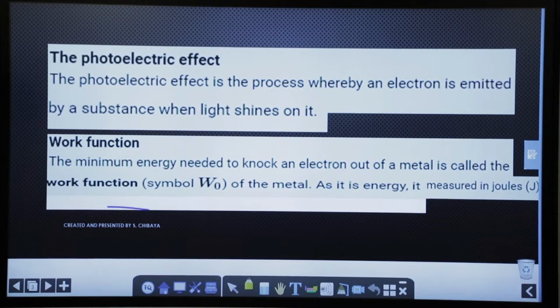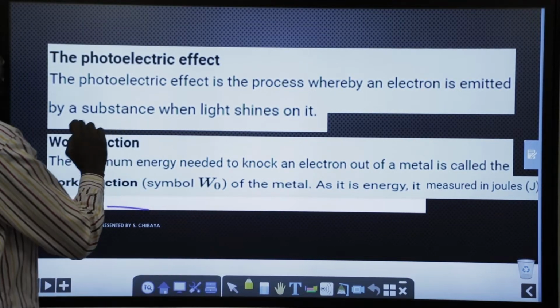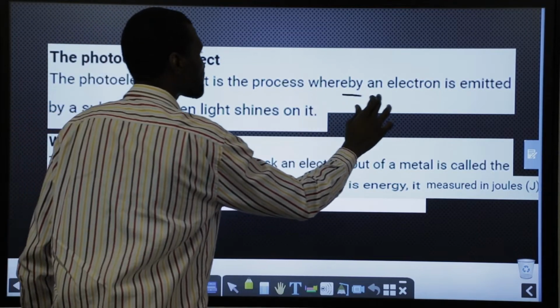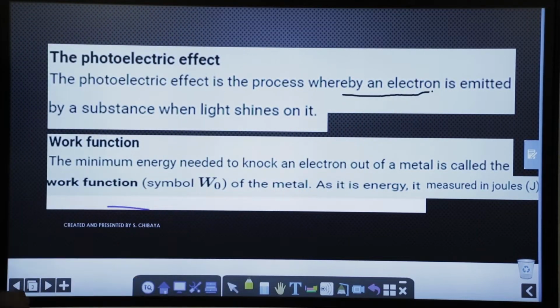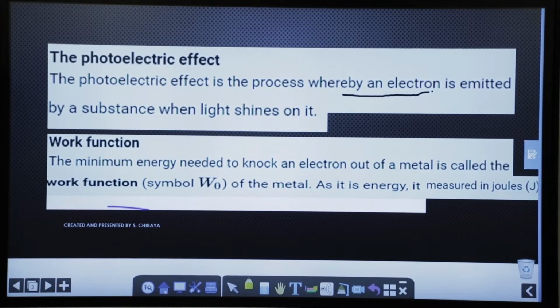The photoelectric effect is the process by which an electron or electrons are emitted by a substance when light shines on it. So we are coming from the premise that if light is shined onto a metal or onto a substance, it is able to emit electrons. But not every light does that.